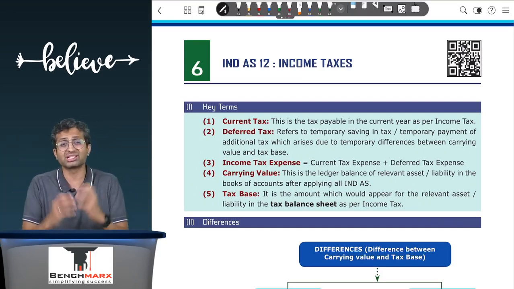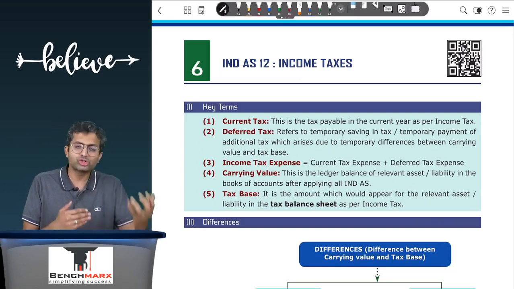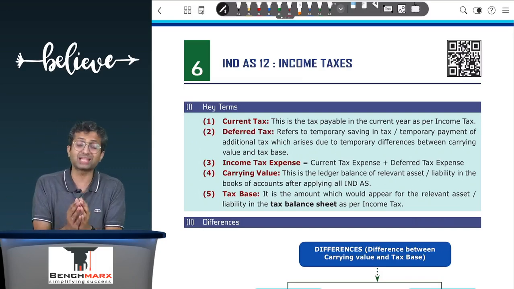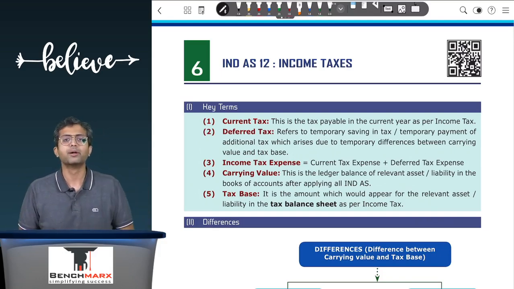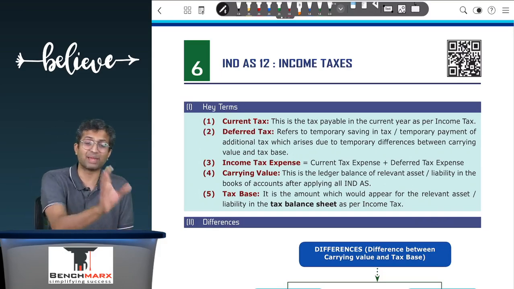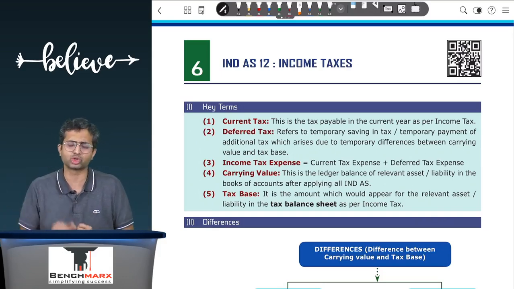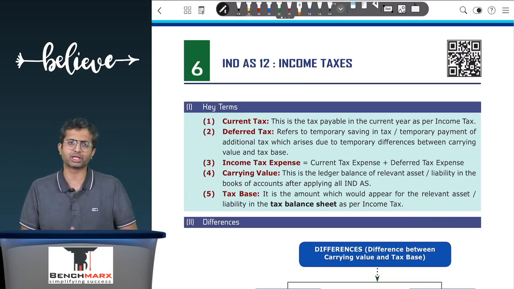So deferred tax is actually an outcome of taxable as well as deductible temporary differences. We will do the workings for deferred tax. However, we need to remember that deferred tax arises due to differences in the books of accounts and income tax which are temporary. If these differences are other than temporary, then there is no deferred tax consequence.